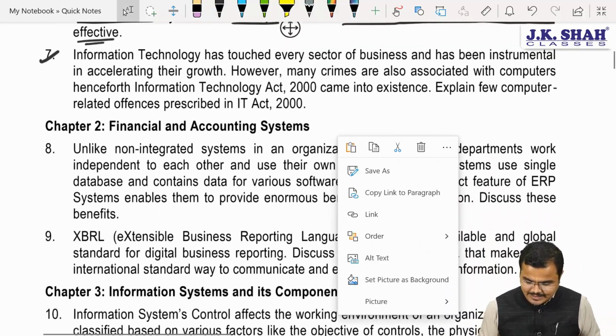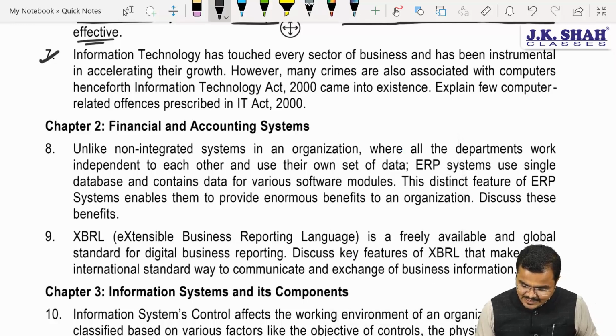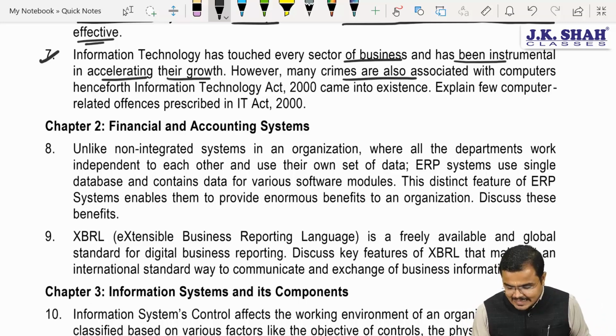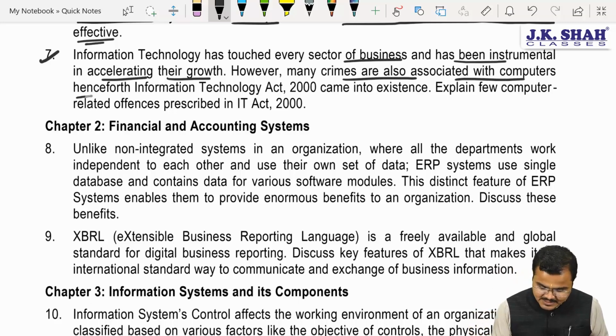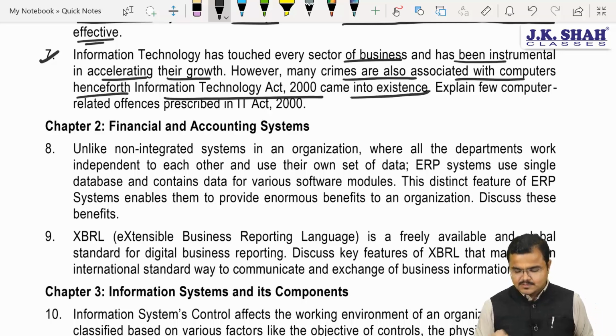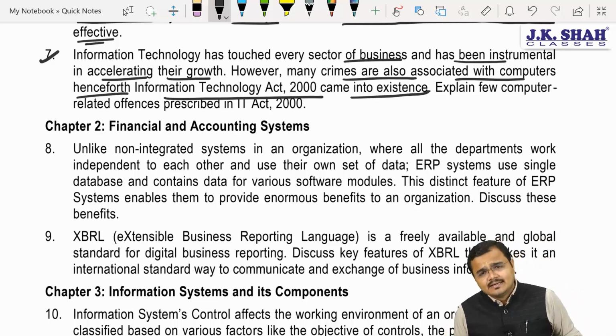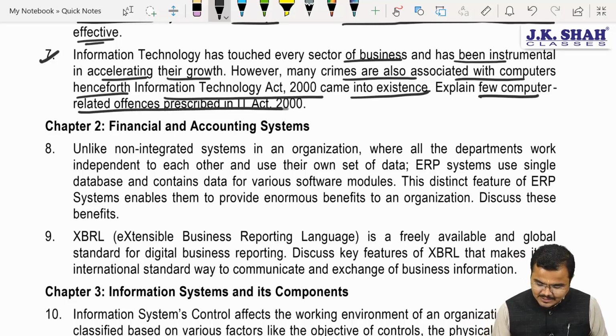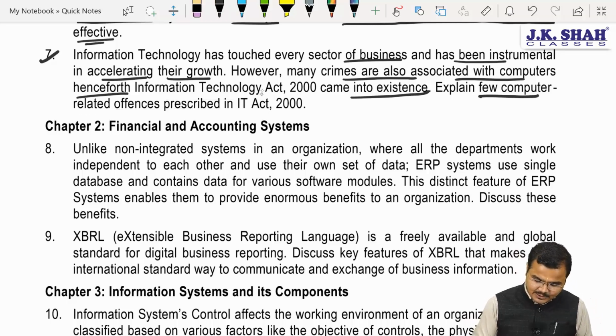Okay, so this information technology, next question. Yes sir, information technology has touched every sector of the business and has been instrumental in accelerating their growth. Very good, superb. However, many crimes were also associated with computers. Henceforth, the Information Technology Act 2000 came into existence. People started misusing cyberspace, and thereby there was a need to introduce a proper law for the same. Explain a few computer related offenses prescribed under the IT Act 2000.